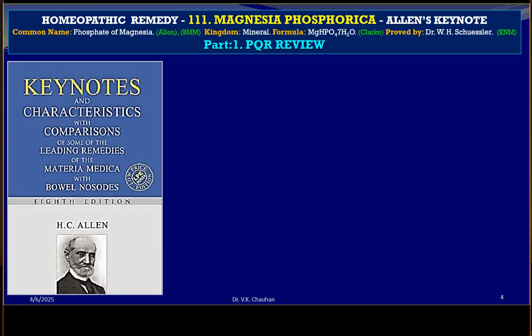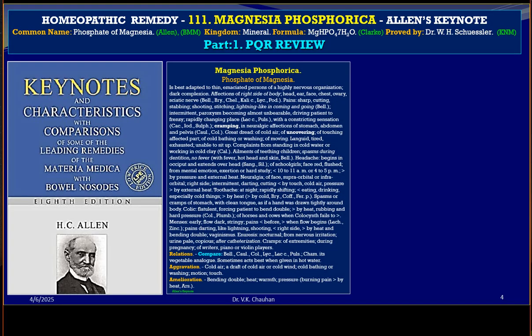We are going to have the text from this particular book. Its front page is showing Keynotes and Characteristics with Comparison of Some of the Leading Remedies of the Materia Medica by H.C. Allen. And if you open up this book, you will come across this particular text. And interestingly, this is the total text which has been given in Allen's keynote.